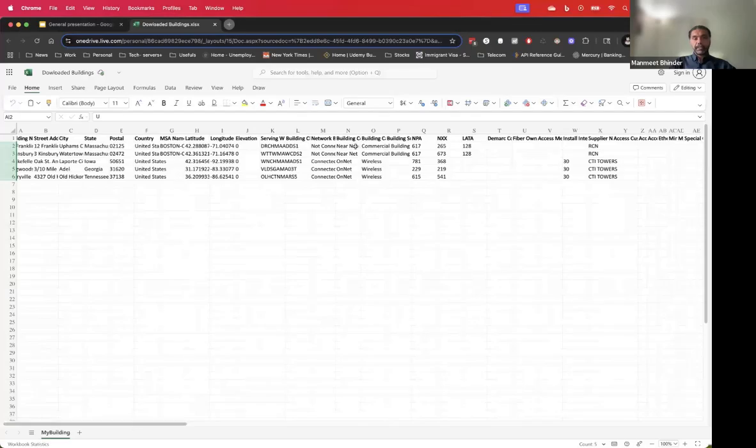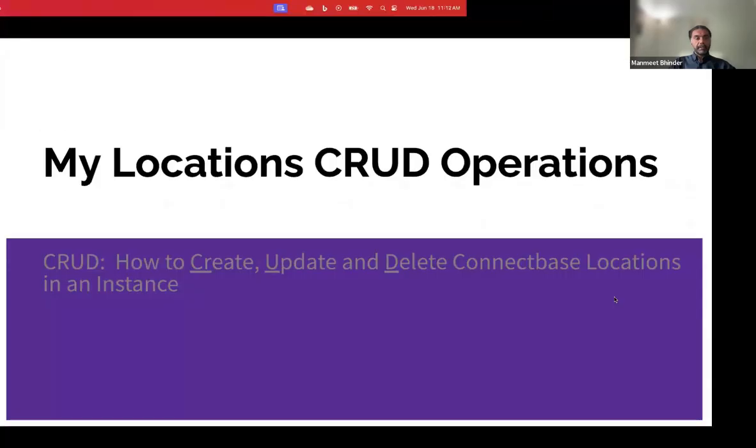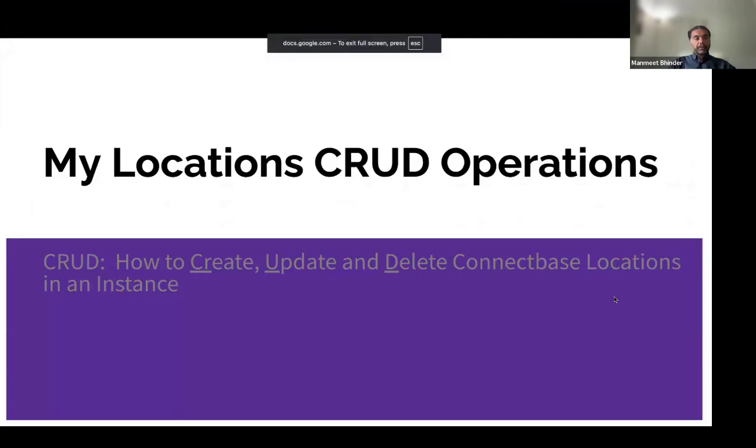Either the network connectivity is down, is not accurate, or it has been moved into a different carrier, or any other things. How do we do that? Simply take the data and change the transaction indicator to U, which is called update. Or if you want to delete it, make it D, that is called delete. So how do we modify this data? In this webinar, we will be going into the details of all those three methods.